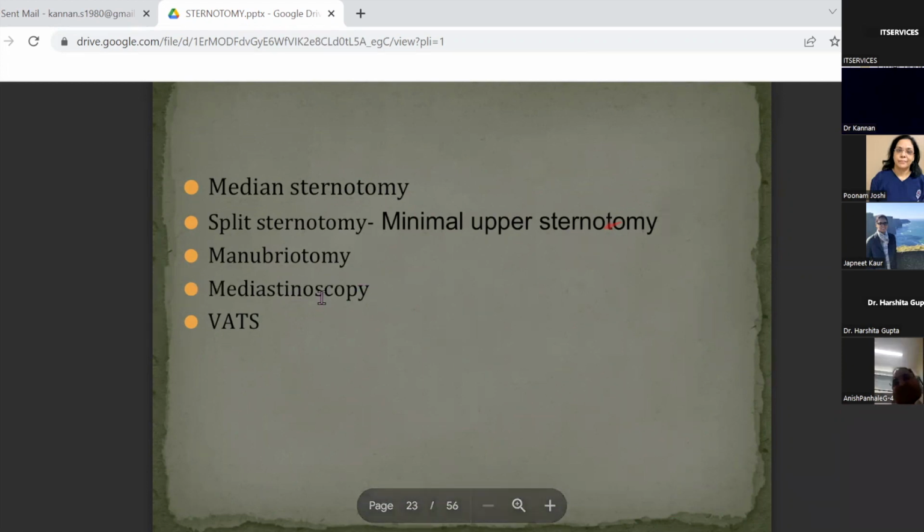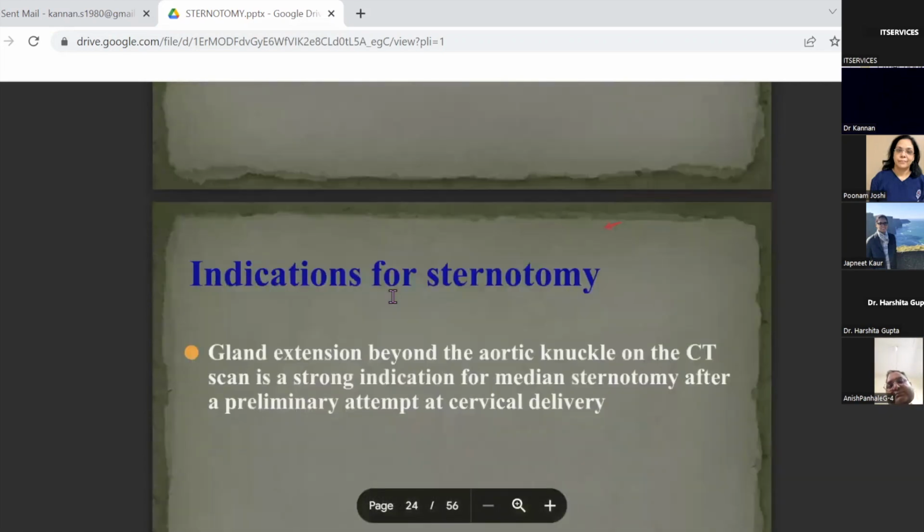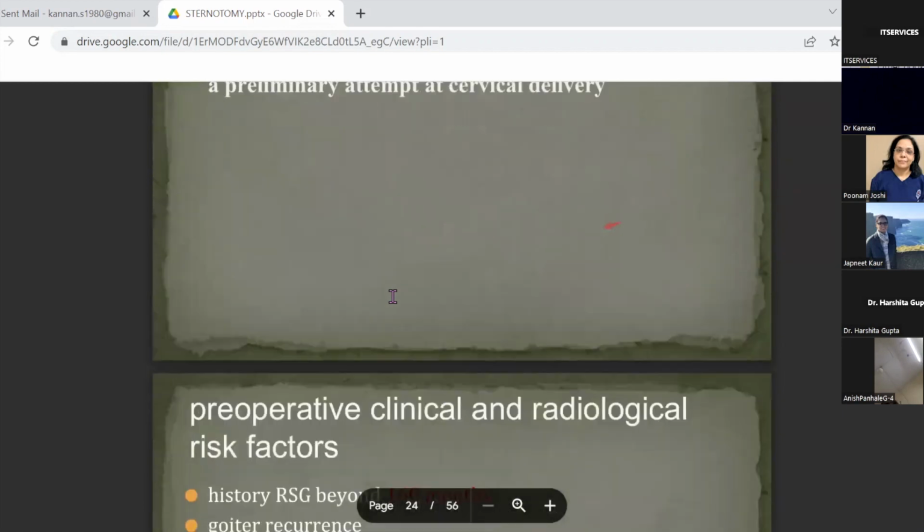Mediastinoscopy is usually for lymph nodes, not for retro-sternal goiters. Rarely, if it's in an uncommon location, VATS can help. It can even help us in avoiding a sternotomy. So usually, for a lesion which is going up to the aortic knuckle, you have to be prepared for a sternotomy. Give an initial attempt. If it's not possible, then go ahead with the sternotomy.